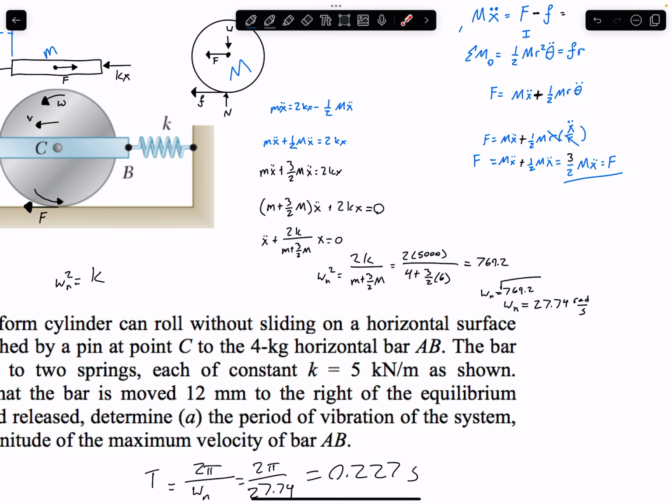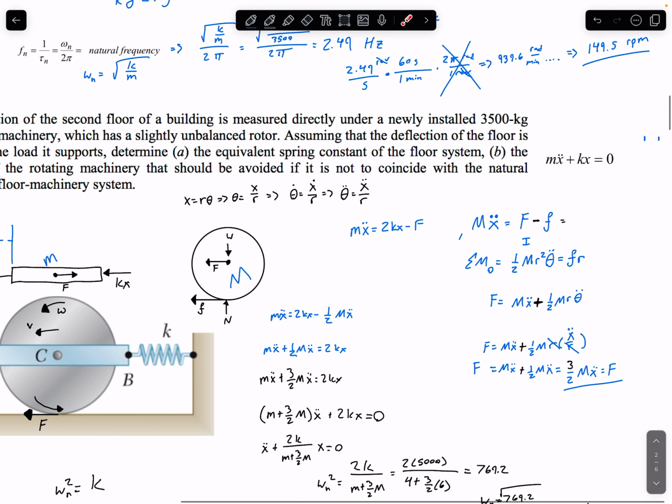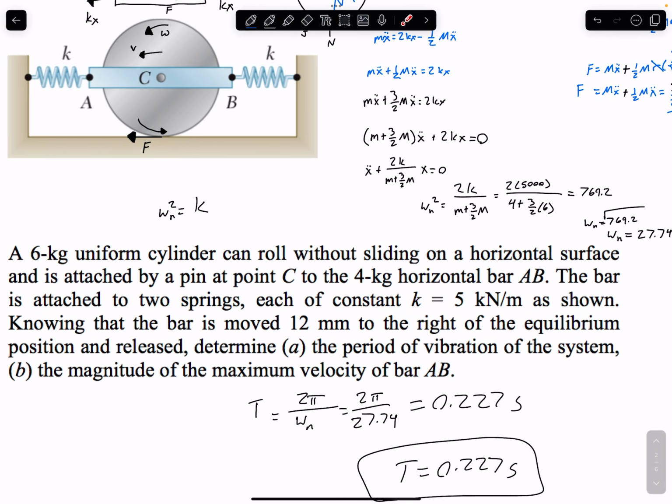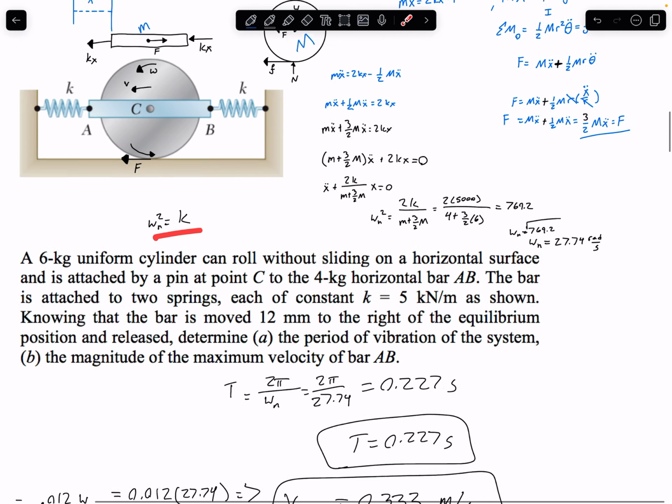And then we have m x double dot is equal to 2kx minus 1/2 m x double dot. Do some algebra and rearranging, and we get that m plus 3/2 m times x double dot plus 2kx is equal to 0. And we know that over here, this k is what gives omega n squared. We're looking for that omega n.